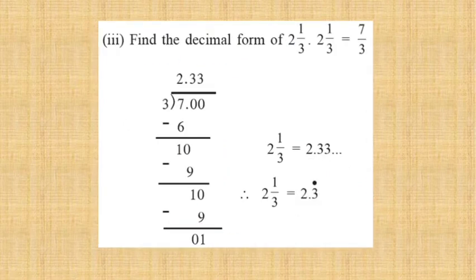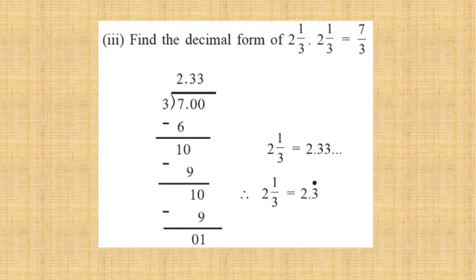This is my third example. Find the decimal form of 2 1 upon 3. Children, you can see 2 1 upon 3 is a mixed fraction. First, we will convert 2 1 upon 3 into a simple fraction. Yes. So, simple fraction, how will you convert? Denominator multiplied by 2. So, 3 twos gives you 6. 6 plus 1 gives you 7. 7 upon the denominator gives me 3. So, 7 upon 3 will be the answer of 2 1 upon 3.